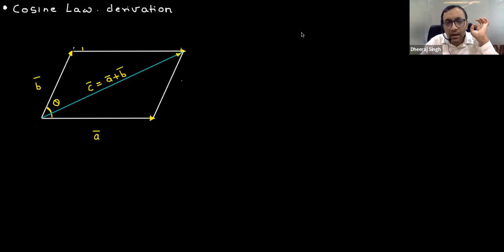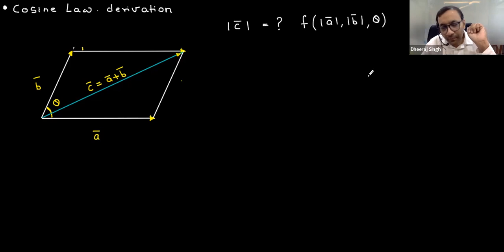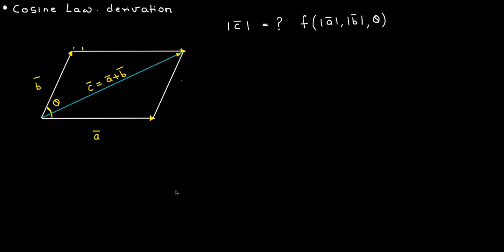Okay. So we need to find the length of C as a function of the length of A, the length of B, and theta. Now let me tell you, this derivation has nothing to do with whatever you have learned today. It is geometry. So try to find the length yourself. Even if you have done it in school, try to do it yourself here so that later you never have to practice it again.